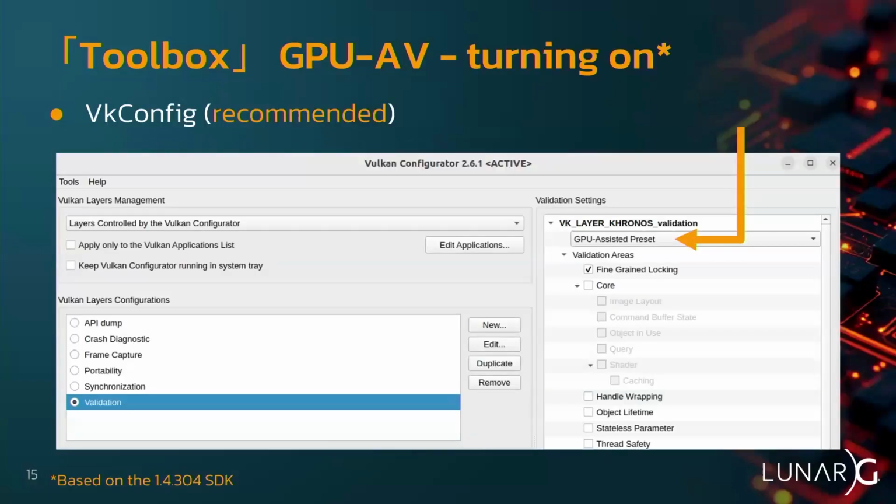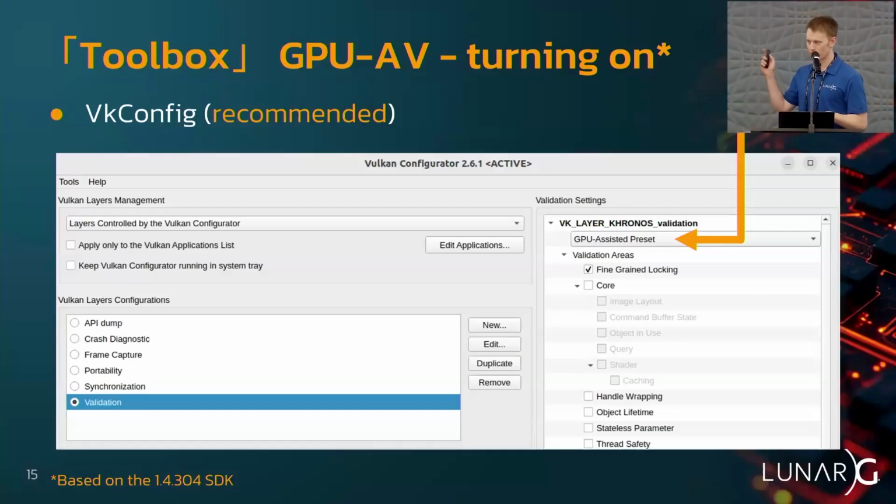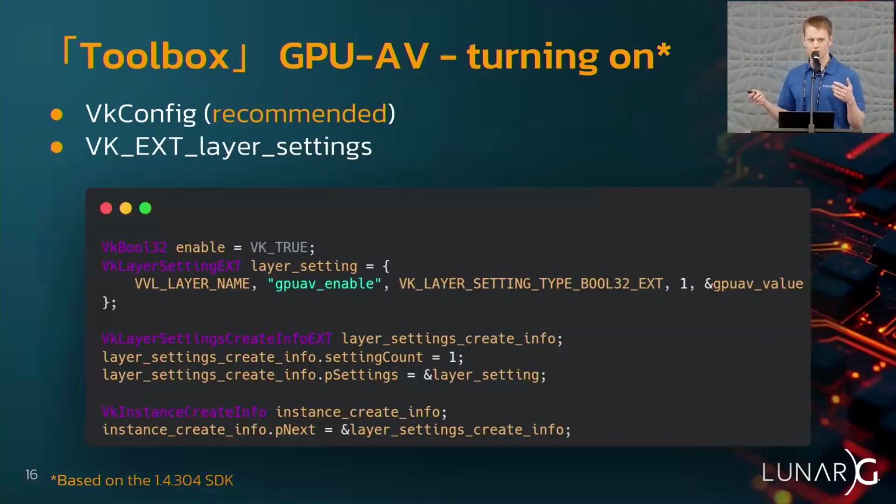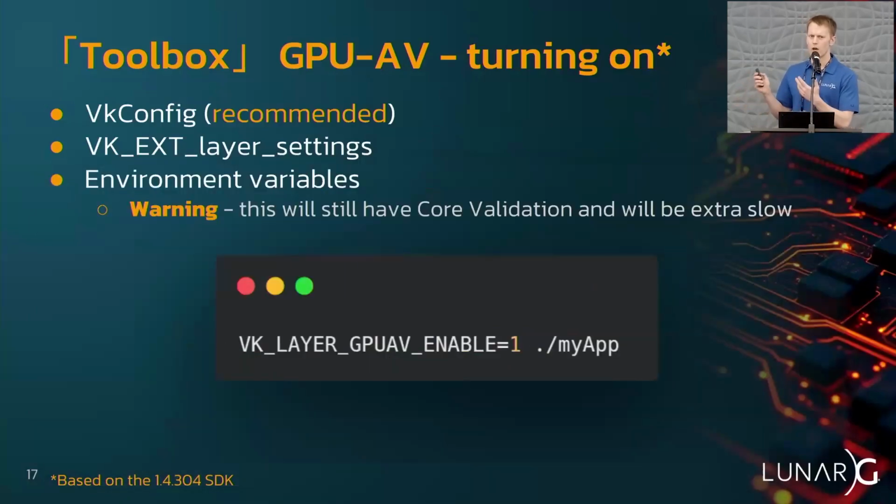So to use it, very simply, just get vkconfig. This is vkconfig 2, but vkconfig 3 is the same thing. You get a preset, you turn it on, done. Cool. You can also use the layer setting extension, which just lets you use it at create instance time. You can turn on any setting for any layer you want. That's kind of the whole idea of that extension. There's also the environment variable. The warning with this for the last two ways to do it is the vkconfig preset turns off core validation. So you're only doing GPUAV, because if you're going to do GPUAV and core validation, it might get really slow, really fast. So we highly suggest you just use one or the other.